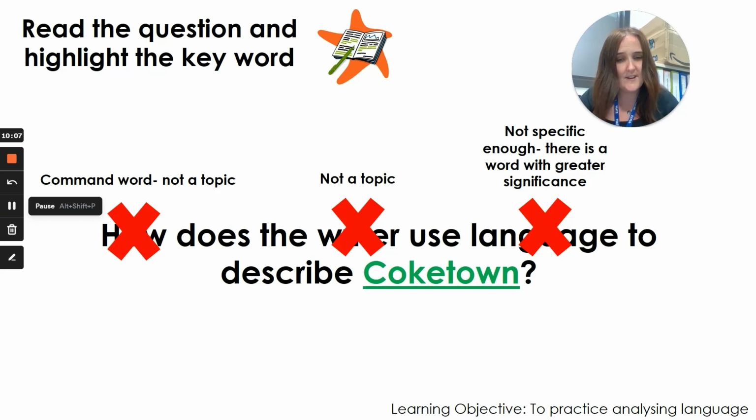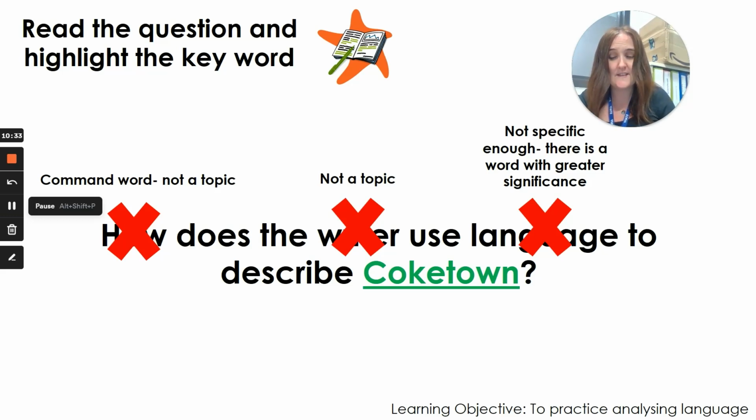The other one, a bit tricky, that you may have underlined is "language". But the reason why language isn't a keyword is because it's not specific enough. The keyword is a word that has the greatest significance in terms of what we are being asked to write about. And what we're being asked to write about is Coketown. If we're writing about a character or something like that, we're not going to get the marks in that exam.